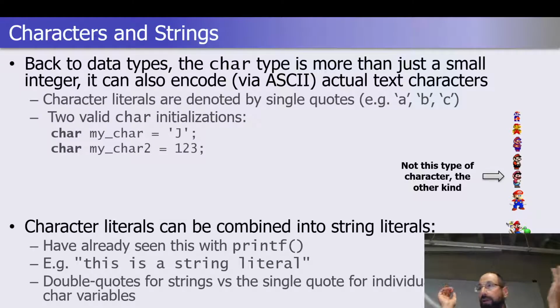Why is it that way? I don't know. It just is. For historical reasons, and it's not changing anytime soon. Hopefully the compiler will tell you if you use the wrong one. But if it's multiple characters, like "hello, my name is Joe", double quotes. If it's just the letter J, single quotes.